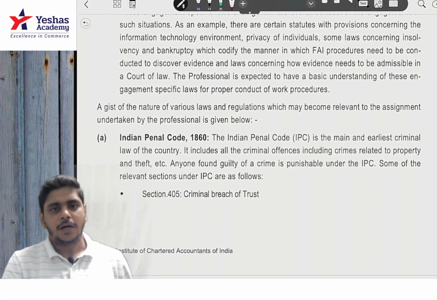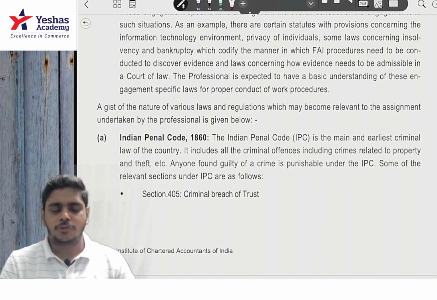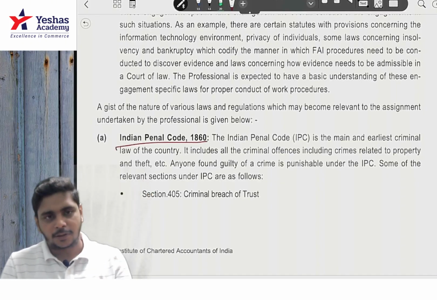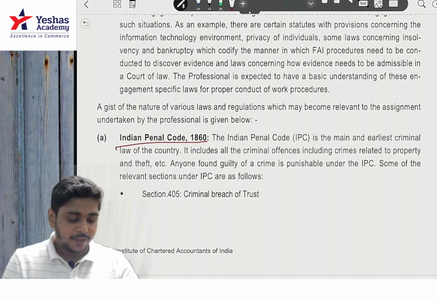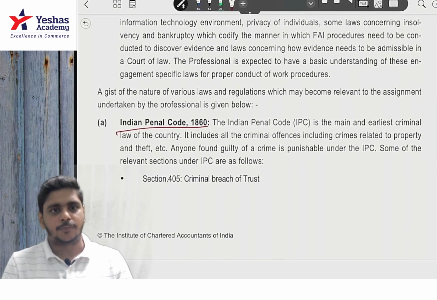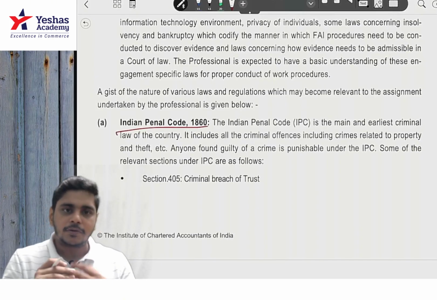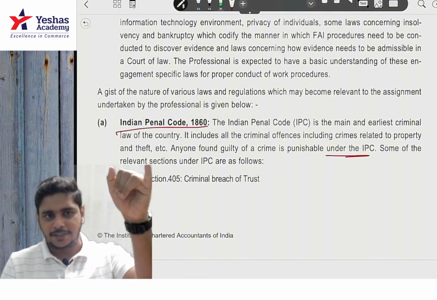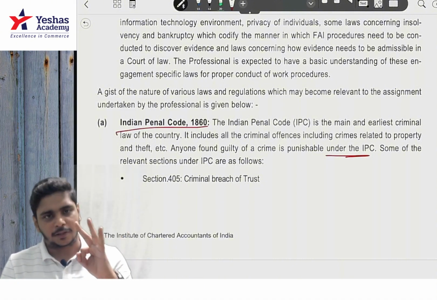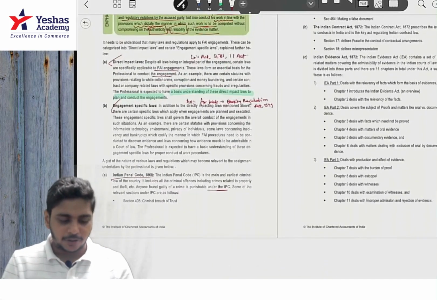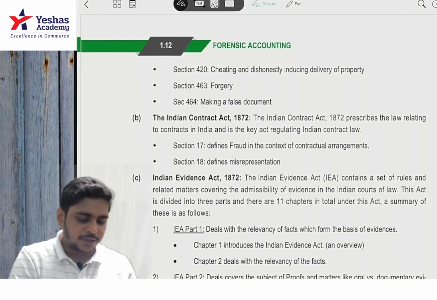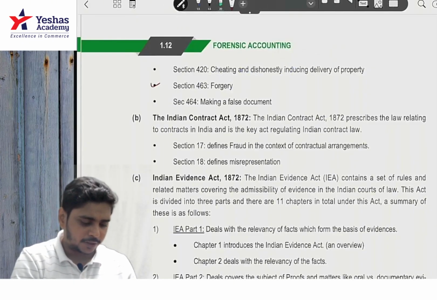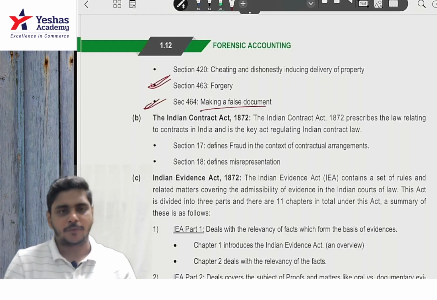Now, knowledge of other acts is also required. Other acts also become relevant, like for example, Indian Penal Code. The Indian Penal Code is the main and the earliest criminal law of the country, 1860. It includes all the criminal offences, including crimes related to property and theft, etc. Anyone found guilty of crime is punishable under IPC. Some of the sections are: Section 405 talks about criminal breach of trust. 420 talks about cheating and dishonesty, including delivery of property. 463 forgery, so you can remember this, forgery, important. And 464 making false document, maybe they can test.